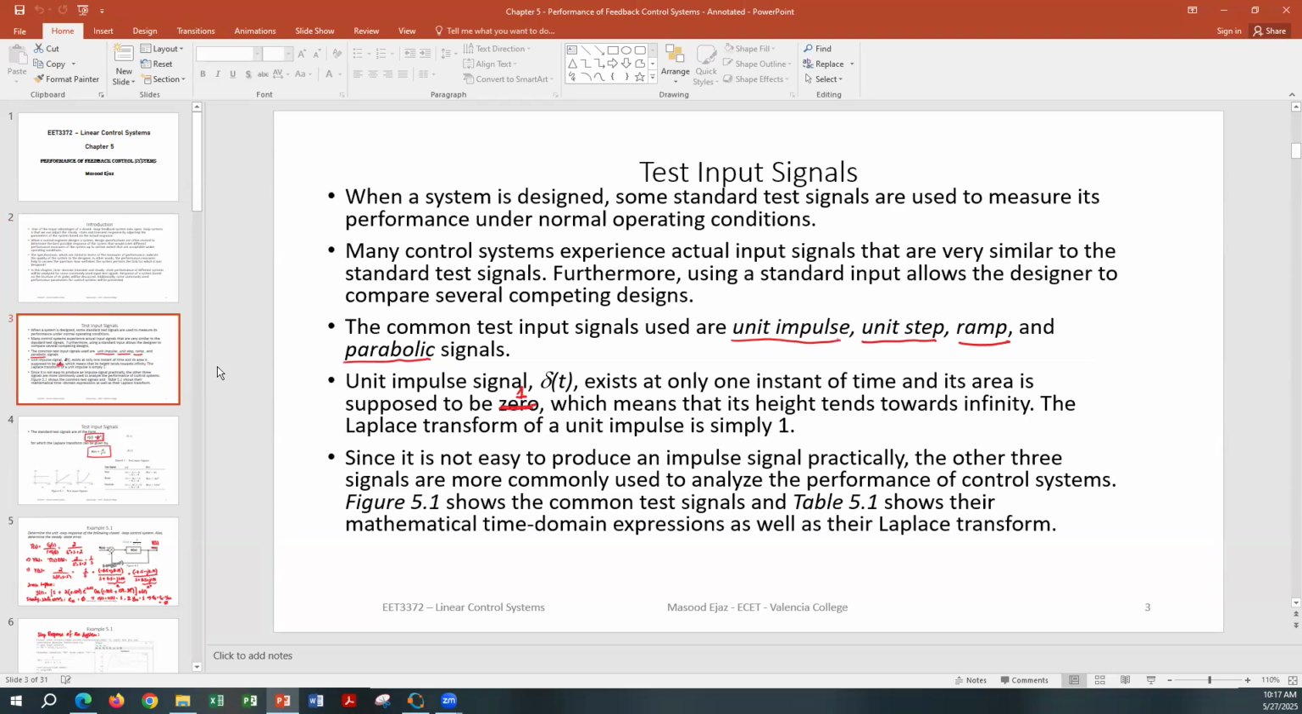We discussed what are some of our input signals that we use to test the system. And specifically, we discussed 4 input signals: unit impulse, step, ramp, and parabolic. Impulse signal is a theoretical signal because it has infinite magnitude in analog systems. So we don't really use that signal, but the rest of the signals we can use to test the response of a feedback control system.